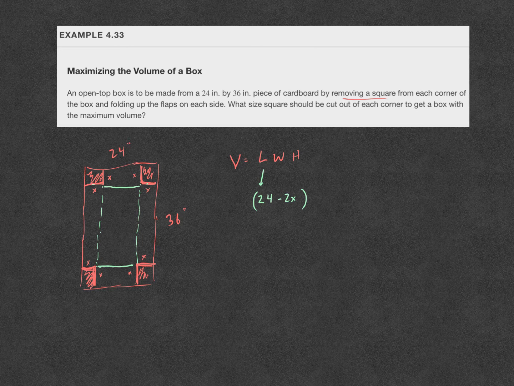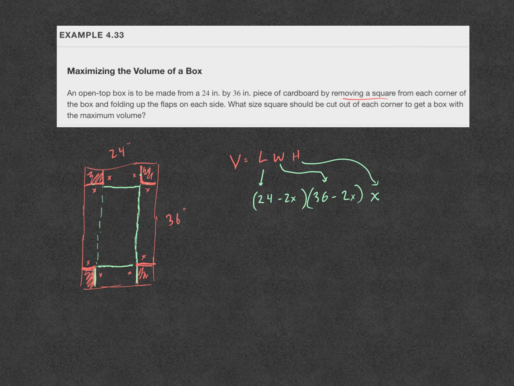And then the width, the other dimension of the bottom of the box, this distance is shorter than 36 inches. How much shorter? Well, I took off this x and I took off that x. So the width of the box is 36 minus 2x. Okay, lastly, the height of the box, if I fold up this flap here, the height of the box is just x. So here the constraint wasn't really a separate equation, but we were constrained by the dimensions of the piece of cardboard that we're using.